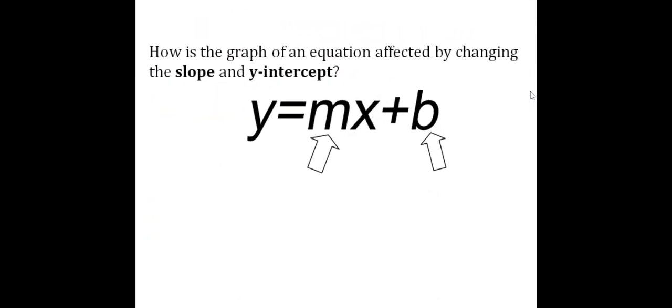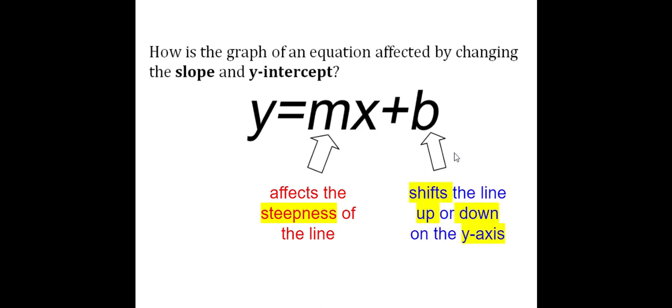So now let's take a look at your notes. I want you to find this part in your notes. How is the graph of an equation affected by changing the slope and the y-intercept? Let's talk about the slope first. Remember, when we changed the slope, we were affecting the steepness of the line. The bigger the number, the steeper the slope. And then when we were changing the y-intercept, we were actually moving or shifting the line up or down along the y-axis. Feel free to pause the video here so that you can put this into your notes.